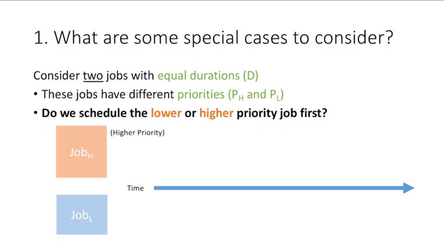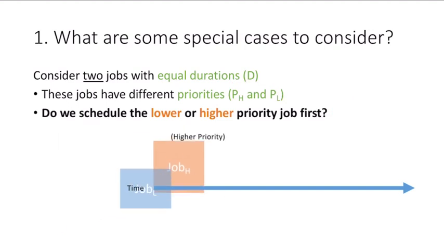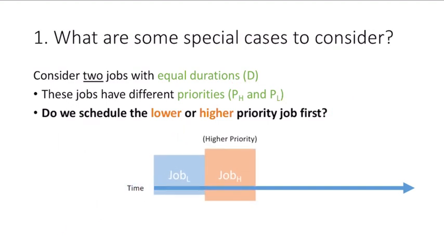So that means that they have different priorities. One of them is a higher priority and one of them is a lower priority. And I'll denote that with PH and PL. So the first question that we should look at here as a special case is, should we schedule the lower or higher priority job first? So let's just dig through this and go through both versions. Let's say we schedule the higher priority job second.